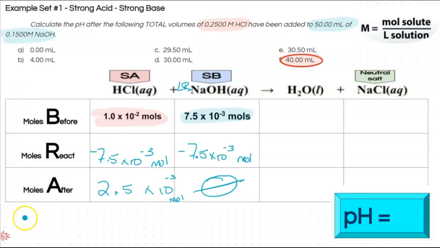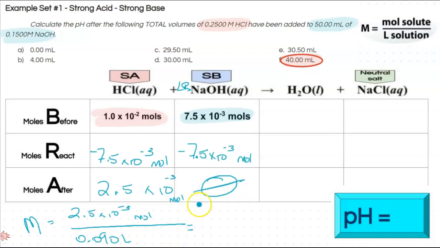To find my molarity, I take my moles of acid, 2.5 times 10 to the negative third moles of the acid, and I'm going to divide it by my new total volume. My total volume is 50 mils of the base plus 40 mils, so that is 90 milliliters, written as liters, 0.090 liters, for a solution concentration of 0.0278 molar.